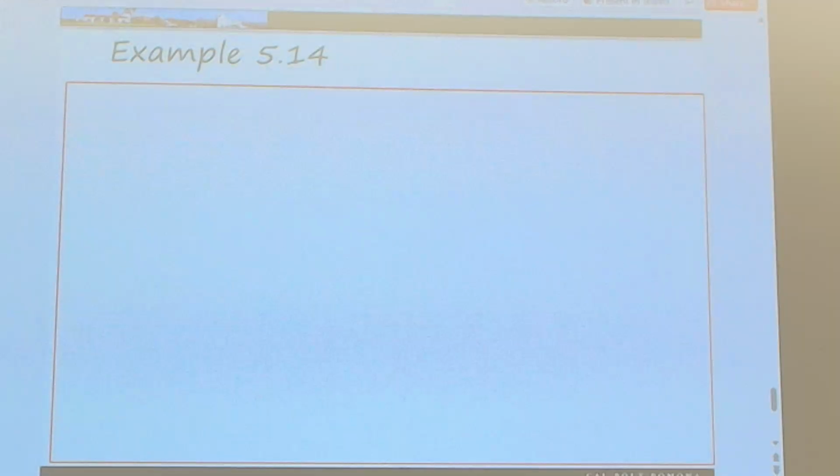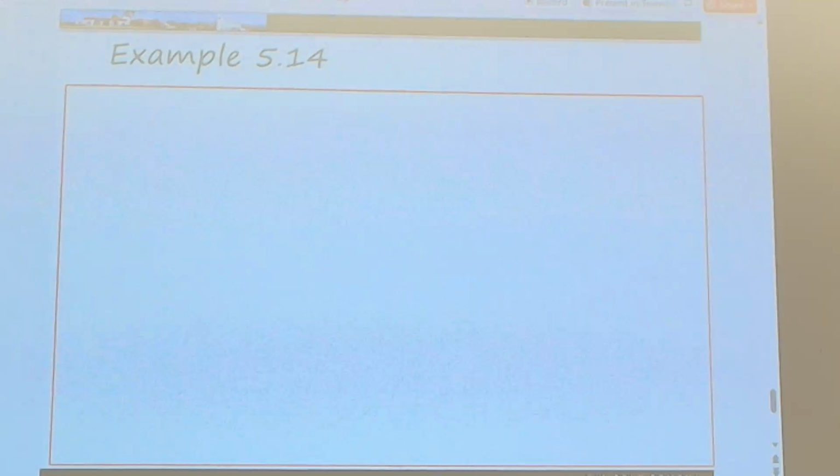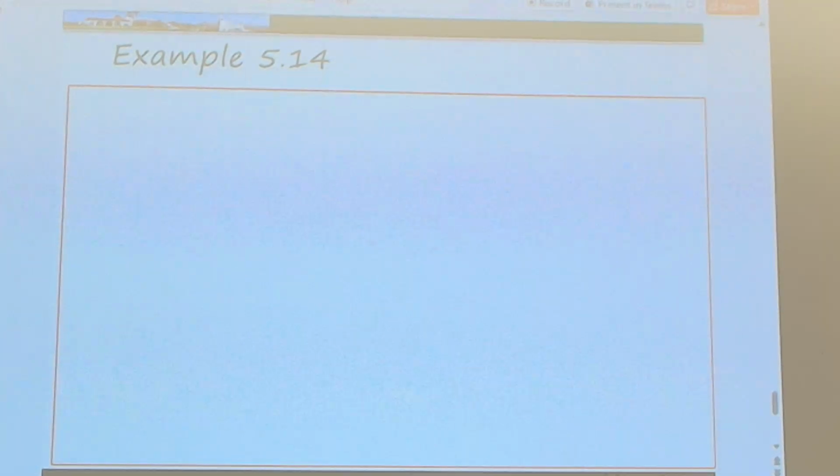So, let's look at example 5.14, and then I think I'm just going to flip through the book instead. I didn't do the slides for this, so I just want to kind of highlight the book a little bit instead. It'll work just as good. But let's go look at 5.14 first.